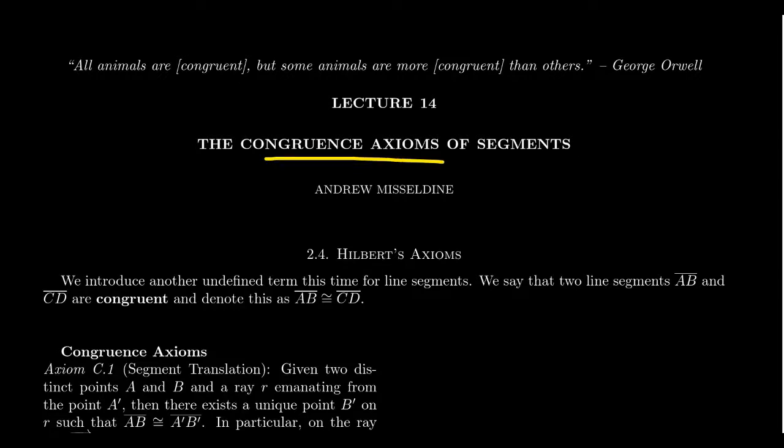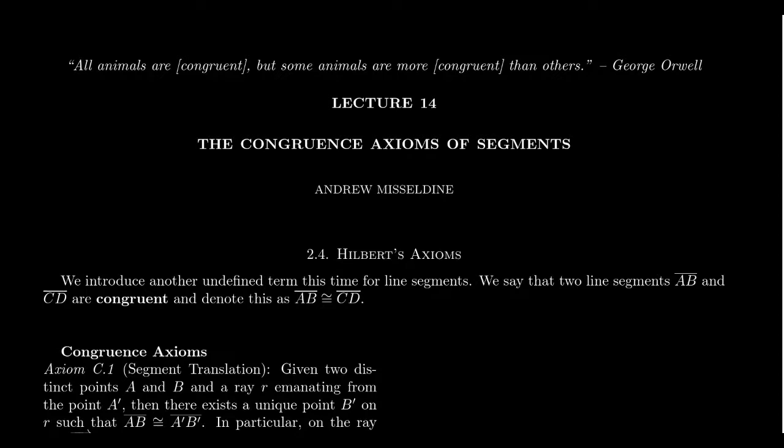In lecture 14, we're going to start talking about the congruence axiom. Hilbert, as he axiomatized Euclidean geometry, put his many axioms into one of several groups, two of which we've already talked about. The incidence axioms and the betweenness axioms we've already discussed in this lecture series. So the third family of axioms that we're going to discuss are the so-called congruence axioms.